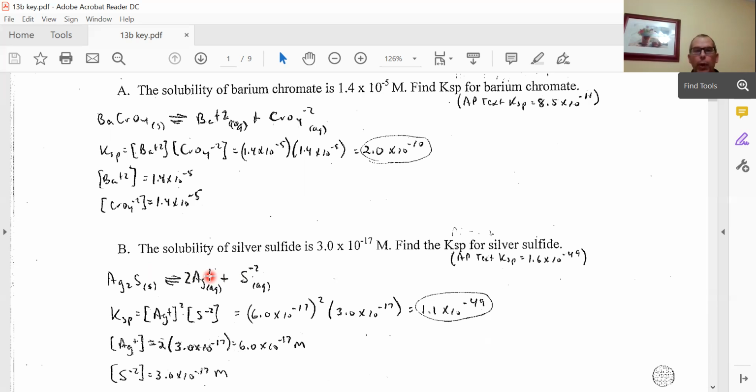So this is a type 1 problem. Given the solubility, find the KSP. In the simplest form, it's just squaring it. But when you don't have a 1-to-1 ratio, then there has to be more algebra involved. Thank you. We'll do type 2 on our next video.